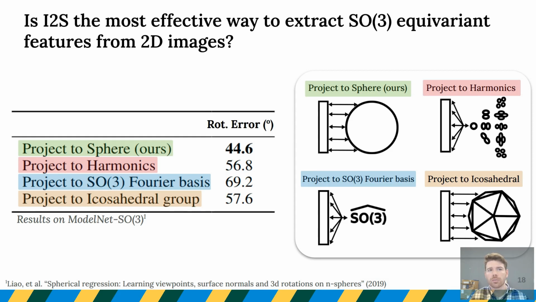The results so far support the benefits of leveraging SO3 equivariant layers, but there is still the question of whether there is a better way to learn SO3 equivariant features from 2D images. In this experiment, we compare against three alternatives. To restate, our approach projects features spatially onto the sphere. We also evaluate the performance when projecting to the spherical harmonics, to the Fourier basis of SO3, and to the largest discrete subgroup of SO3, the icosahedral group. Our proposed approach achieves the lowest rotation error. We hypothesize projecting to the sphere is best since it preserves spatial information that exists in the extracted feature map.